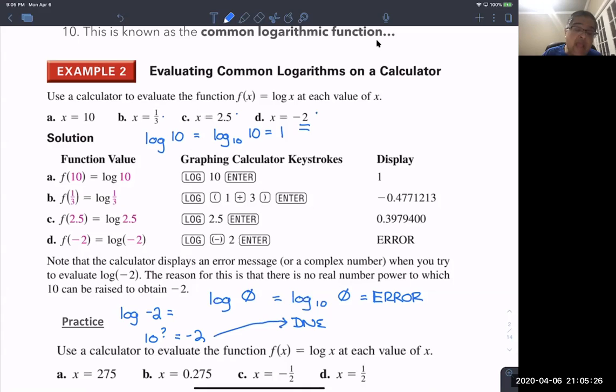So you cannot take a log of 0. You cannot take any log, whether it's common log, natural log, or log base anything, of 0 or any number less than 0, because there is no exponent that you can raise any base to get 0 or a negative number. So you'll get an error if you plug that into your calculator. And we're going to come back to this when we're talking about the graphs of logs.